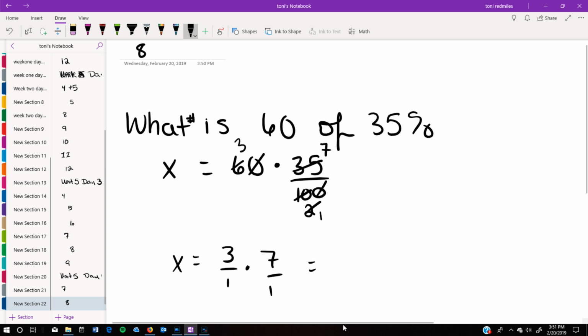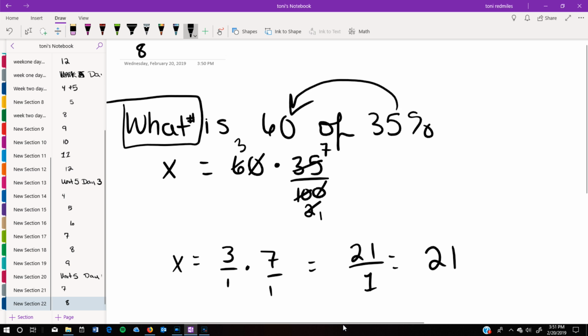Okay, so 3 times 7 is 21. 1 times 1 is 1, which equals 21. Makes sense because this number needs to be smaller because this is going to make that 60 smaller.